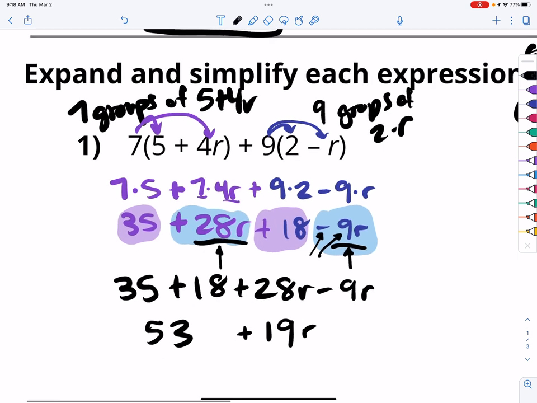Notice, because I had that work written out there, and because I took the time to reorganize my terms, it was really easy for me to catch that mistake that I made as I was looking back at my work. So this is the type of work that I want you to do. It takes an extra couple of seconds to write it out, but it keeps you accurate and allows you to identify when you've made mistakes.